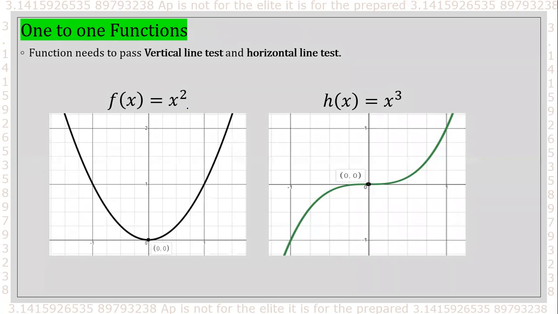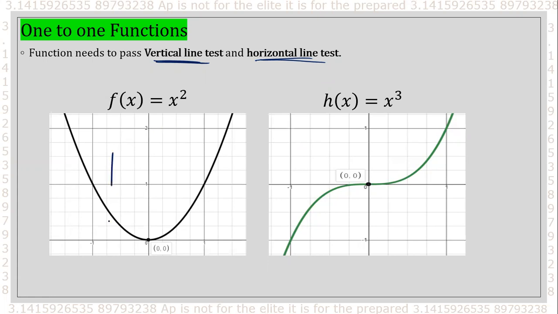In order to see this, you need to check first of all that it is a function, so we do the vertical line test, and that it passes a horizontal line test. What one-to-one function means is that if it passes these two, it has an inverse. So let's do that real quick.